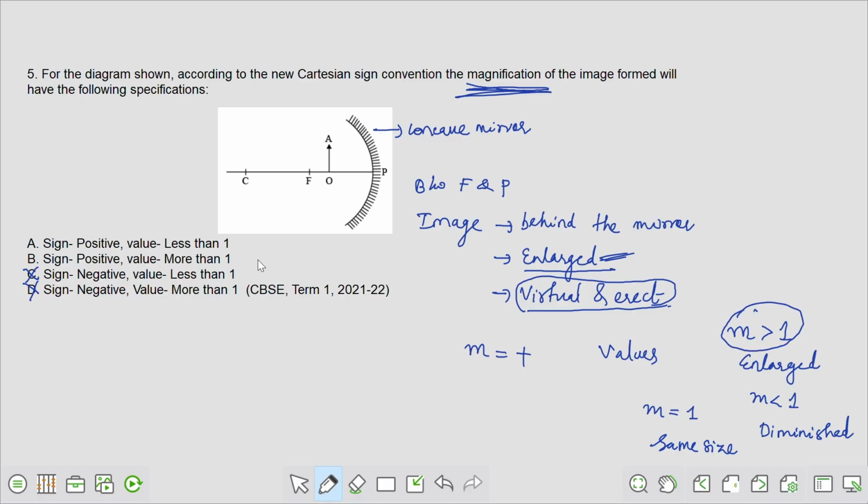So what is the right option here? Option B is the right option. There are a lot of things you have to recall when you solve an MCQ. So be thorough with all the ray diagrams and the sign conventions before you solve the questions. Now let's move on to the 6th question.